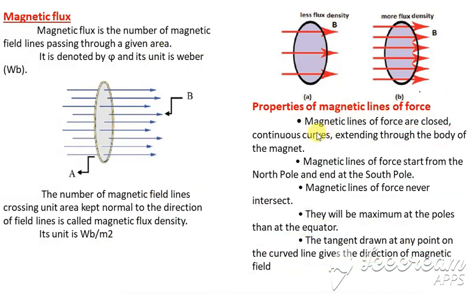What are they? The first point is that magnetic lines of force are closed continuous curves extending through the body of the magnet. Next, they start from the north pole and end at the south pole. They never intersect. They are maximum at the poles than at the equator. Then the tangent gives the direction of the magnetic field. Okay, clear?